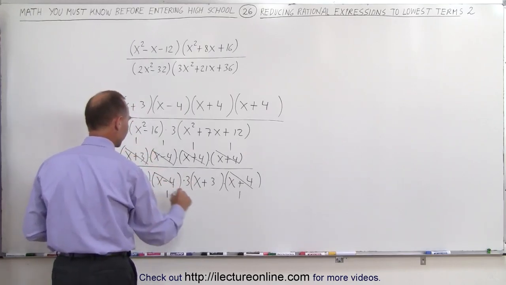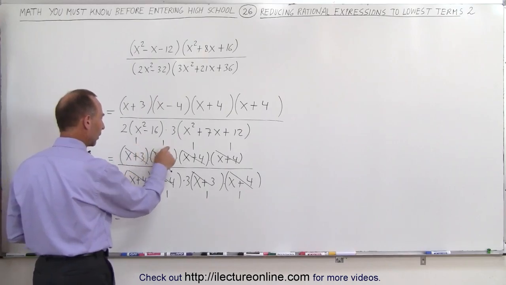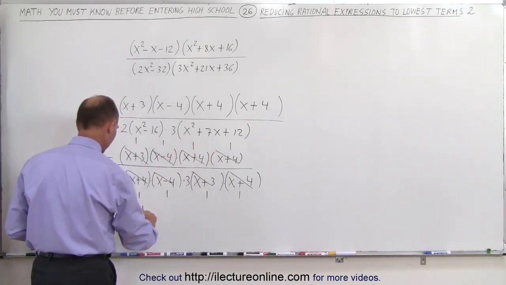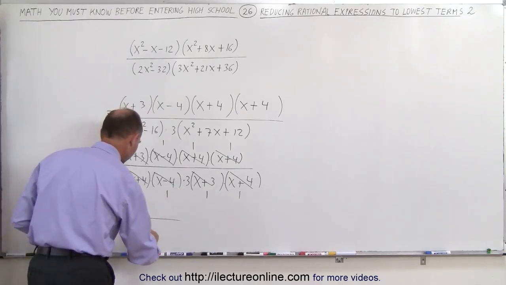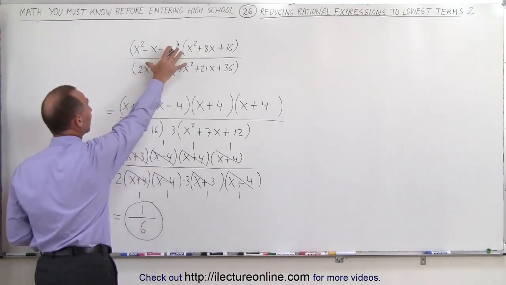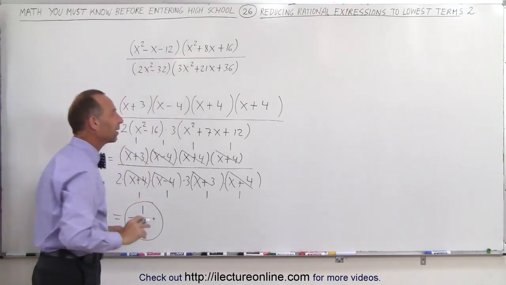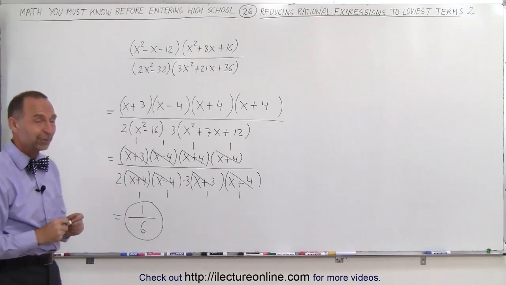This cancels out. So in the numerator, I'm left with 1 times 1 times 1 times 1. So it's simply a 1. And in the denominator, I'm left with a 2 times 3, which is 6. So the final answer, this can be reduced to 1 divided by 6. Who would have thought? But that's the correct answer for this particular problem.